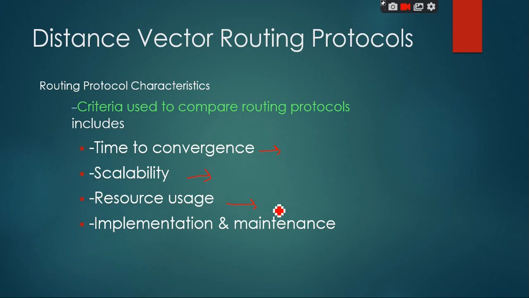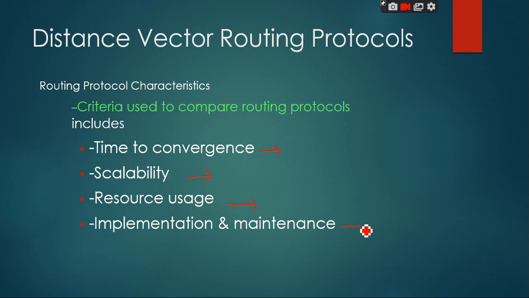So a routing protocol will use a lot of resources. It's like a software which is running. If a routing protocol is using many resources, the router will be busy. So we need to be able to find a routing protocol that does not eat up or waste the router's resources. Low resource usage is something that we are looking for in a routing protocol.